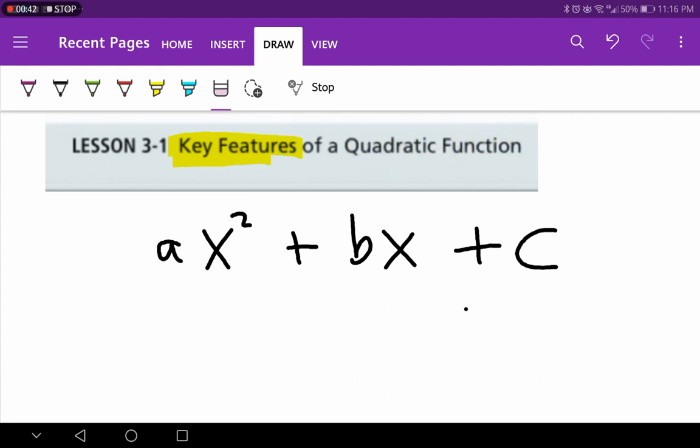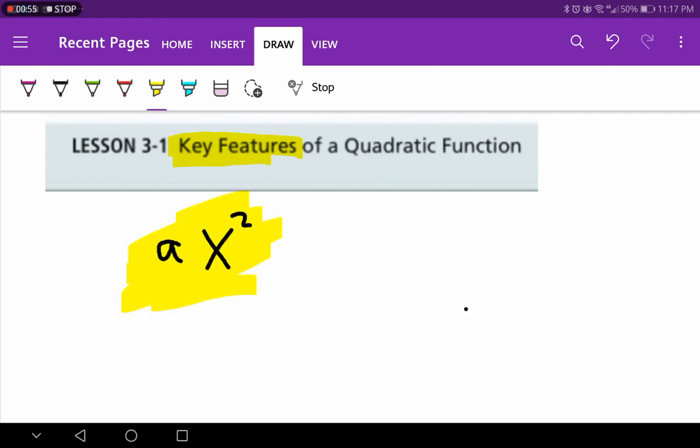You have to know that this is the standard form. Before it became like this, it was like this, and we call this the parent function. When it is married, it has the first son, bx, and the little girl, c. Today we will study only the parent here.